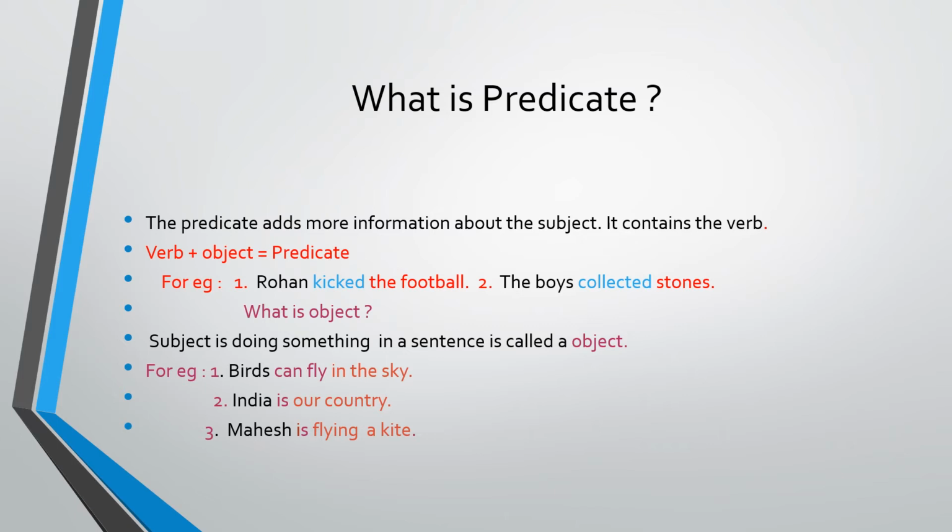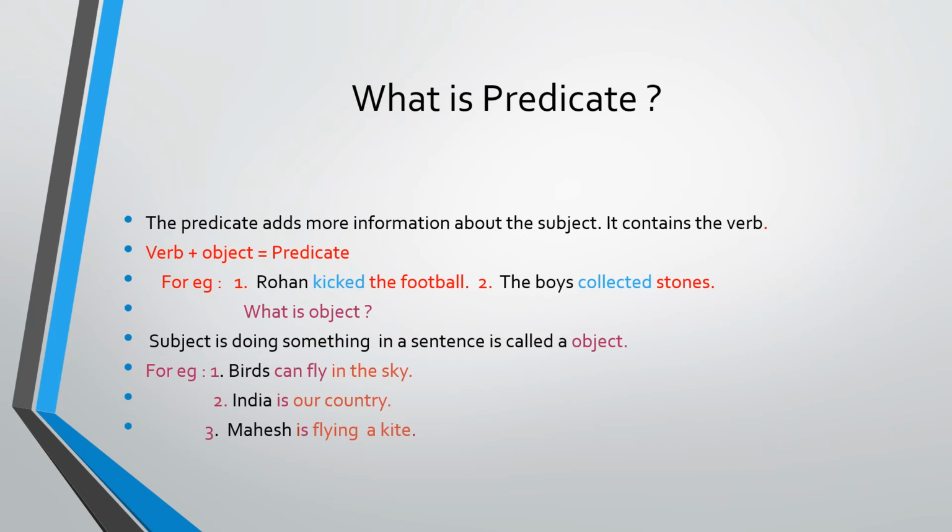And in the singular plural topic, I also told you what is a noun and what is a pronoun. Here I told you what is a verb. Someone doing an action, the subject is doing something. Actions like eating, playing, drinking, all this is a verb. And what is the subject doing? That is an object. So, verb plus object becomes a predicate. Understood everyone? So, today's topic is only subject and predicate.